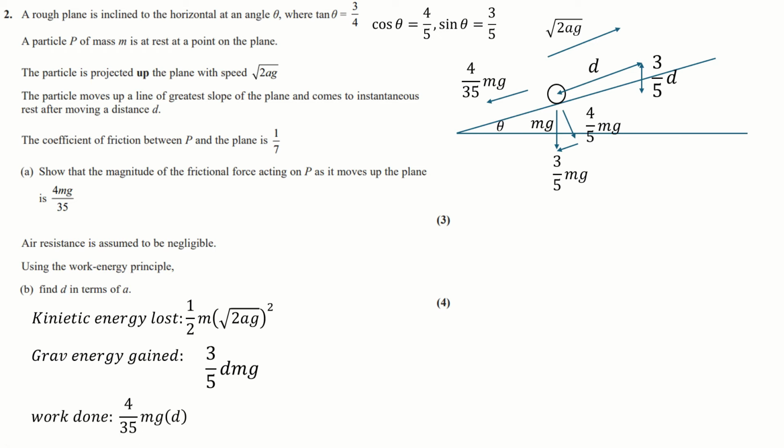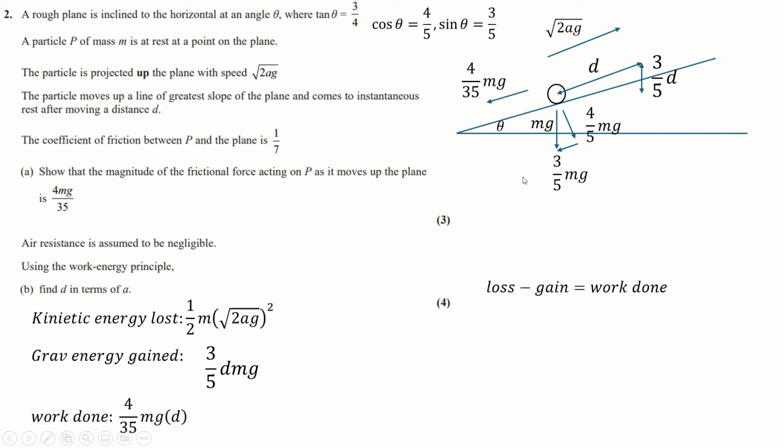Work done is the distance traveled times the resistance. The resistance, as we said, was 4 mg over 35 times the distance. It actually is this distance because it does travel that far along the surface. So that is actually the right thing there.